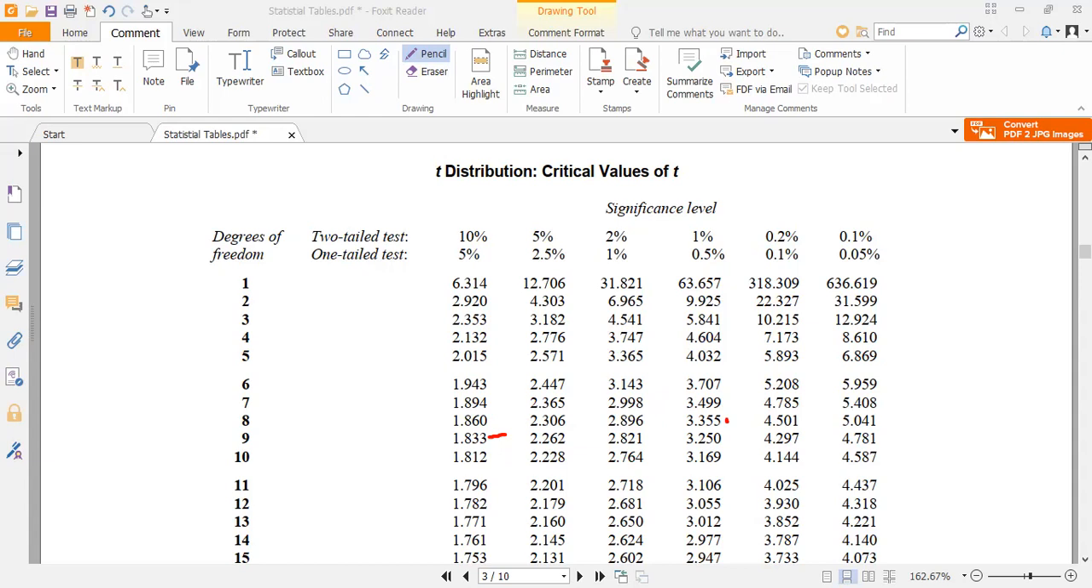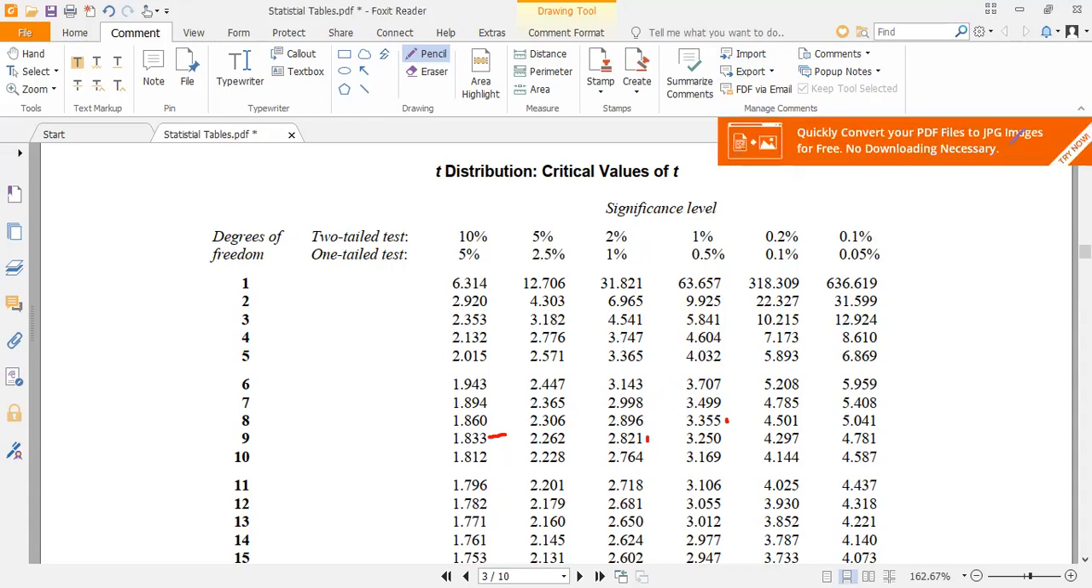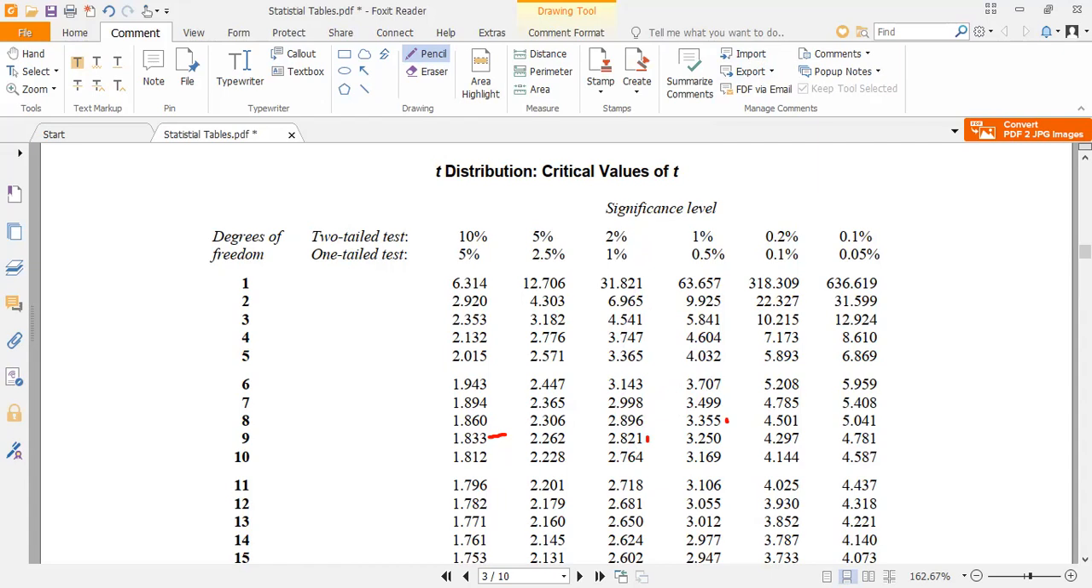2.821. So what figure are you getting? 2.821. Do we agree? 2 under 9. Yes. Okay, so this is how we read the t table.